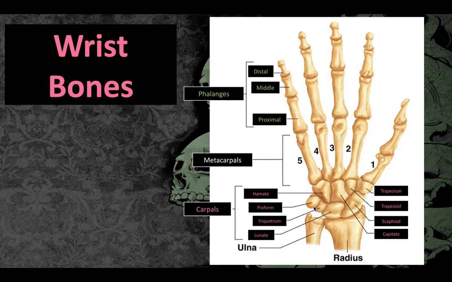and then the pisiform. And then in the next row, we have the trapezium, trapezoid, capitate, and then hamate. All right, so there are 8 of them. So if you want to use a mnemonic device, the one that is commonly used is, so we have S, L, T, P, T, T, C, H.